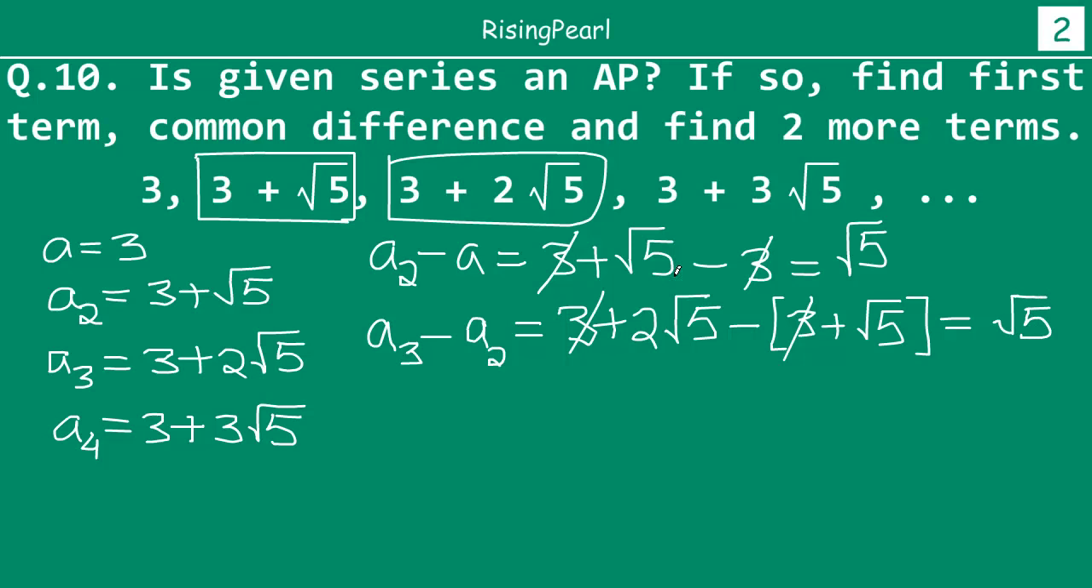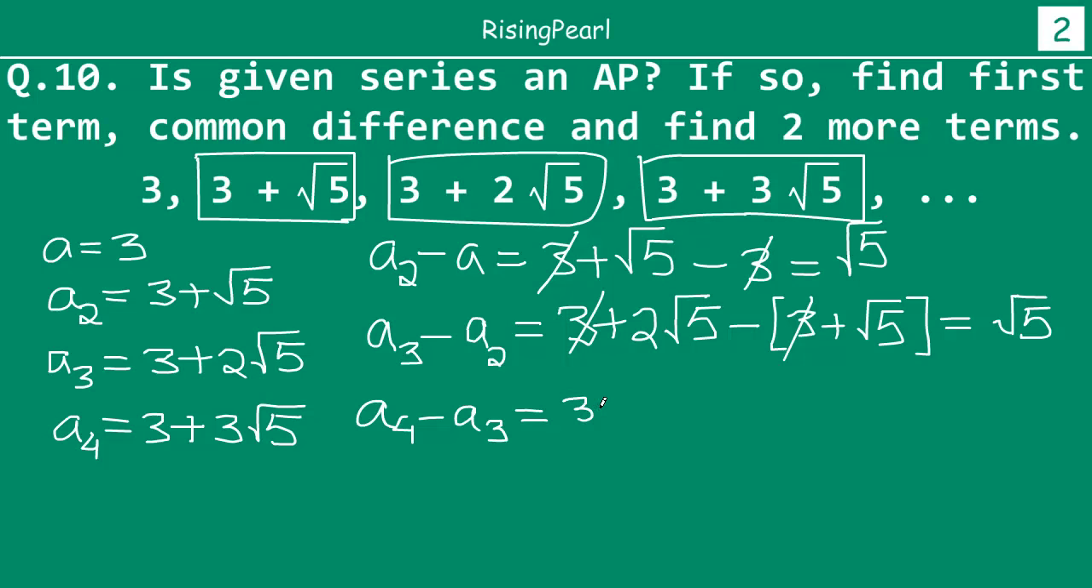So far this is good news, because second term minus first term is square root 5. Third term minus second term is also square root 5. So let's take a look and see the last term, where we have A4 minus A3, what we get here. So A4 is this entire term. This is A4, as we have written here.